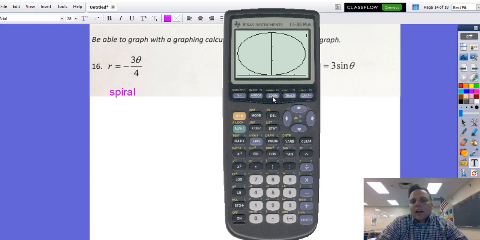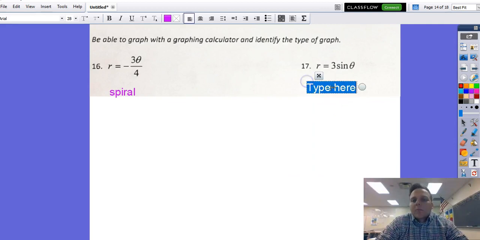And then, because right now you're probably tempted to say an answer that might not be correct, follow it up with zoom 5. And that's clearly a circle. So you're going to type in circle.